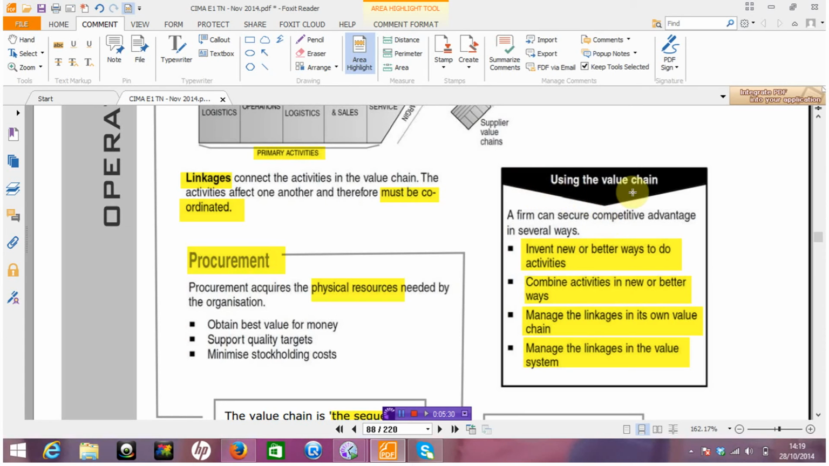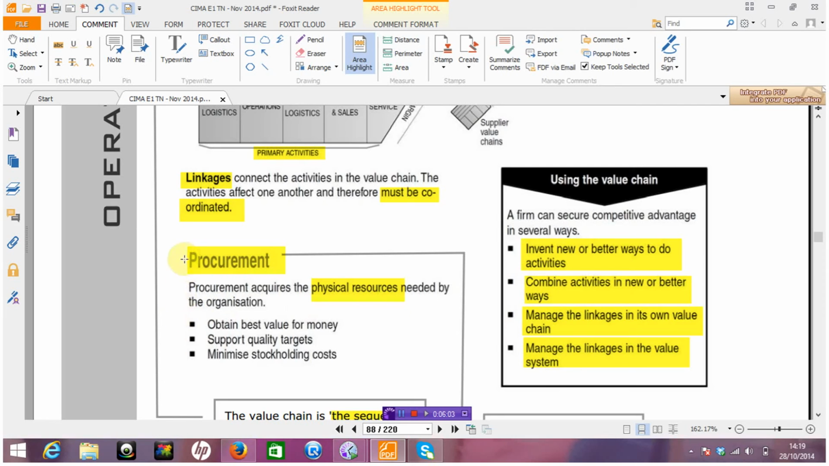So how can the value chain be used? Well, what a company could do is perhaps find new ways of doing things, or more efficient ways. They could possibly combine activities, or perhaps even get rid of certain activities that don't add value in any way. Also, manage the linkages, perhaps reconnect them if an activity is stopped in some way, or perhaps make those linkages more efficient. And also look at the linkages in the whole value system, which I've mentioned above.